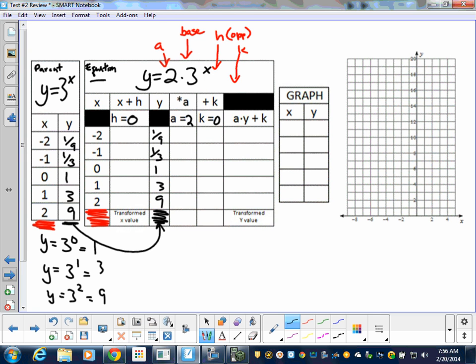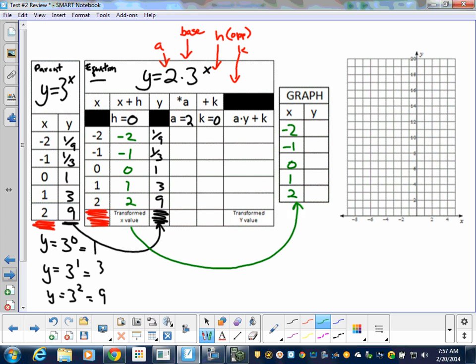Now, what I did in this column was I went ahead and added h. In this particular problem, h is 0. So I'm going to go -2 plus 0 is -2. -1 plus 0 is -1. 0 plus 0 is 0. 1 plus 0 is 1. 2 plus 0 is 2. So this says the transformed x values. You want to take your transformed x values and put them right there. Again, it's just a matter of copying them over.